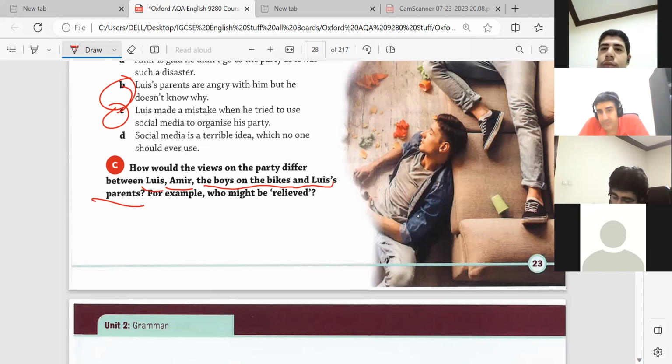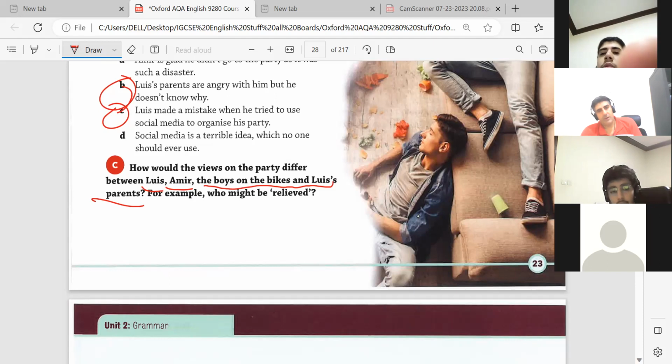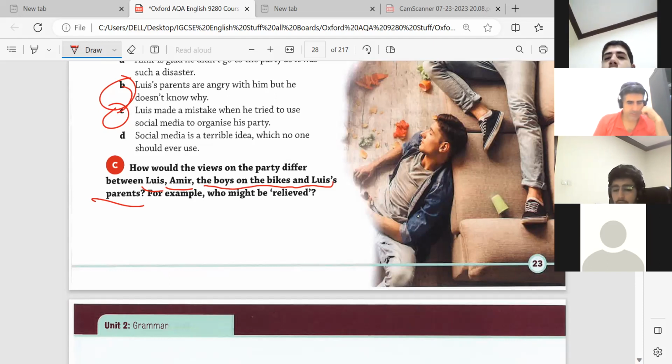Who might be relieved? What does relieved mean? Happy or delighted. Delighted, yes. Happy, not sad. Who might be relieved? Amir. Do you agree? Yes, they could also add the boys on the bikes. I think it can be true because they will not be in any trouble that night, so they can't commit a crime.